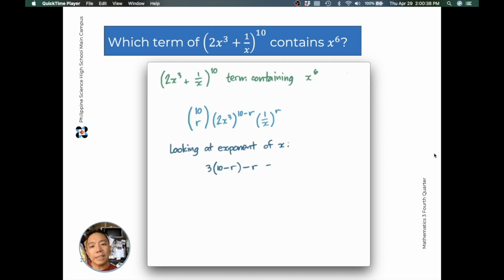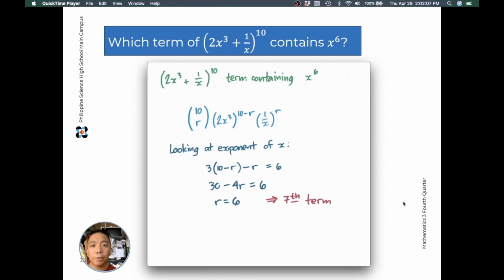So, since minumultiply siya dun sa 2x cubed raised to 10 minus r, then kung yung exponents lang titignan natin, then we'll have the exponents nung 3 times 10 minus r, divide mo siya ng x to the r. So, mag-minus lang tayo ng r sa kanya. At yung in-expect nating result ay equals to 6. So, we will solve first for r, and we'll have 30 minus 3r minus r equals 6, 24 equals 4r, that r equals 6. And the question is, which term of the binomial expansion contains x to the 6th? We know that it is r plus 1, or the 7th term.